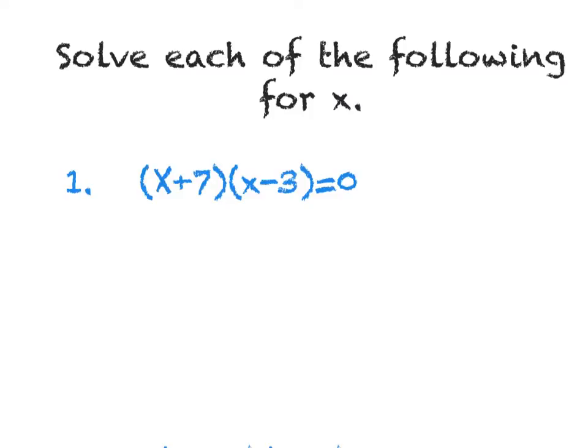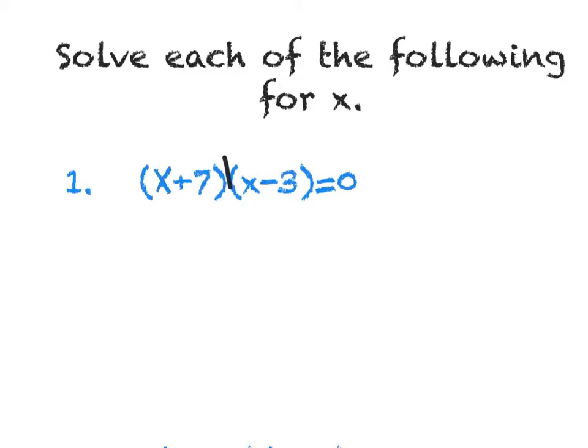So we can immediately put this law to use. The first set of directions say solve each of the following for x. Now you'll notice that in number 1, it's already factored for you. They weren't given the original equation, but I factored it and said my factors are x plus 7 and x minus 3. So what that means is at least one of these has to equal 0. They certainly both can, but at least one.